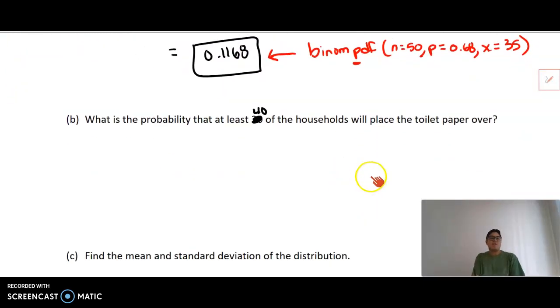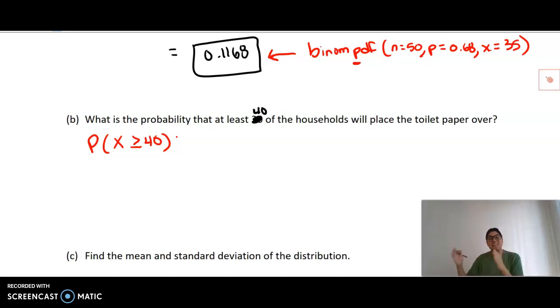Let's find the probability of at least 40. Now this one's fun because if it's at least 40, that means it can be 40 or more, right? It can be 40, 41, but can't be 39. So here we have two options, because think about it. We have 50 households to choose from. Either 0 of those 50 could have the toilet paper over, or all 50.